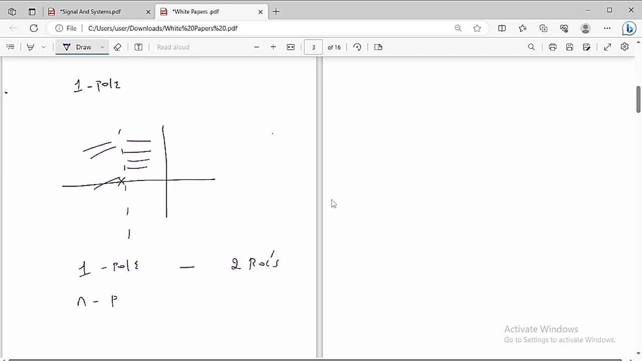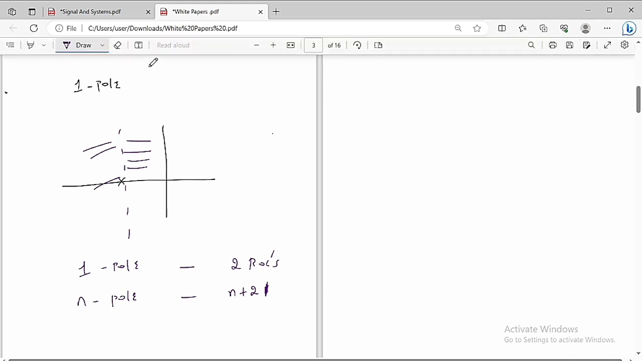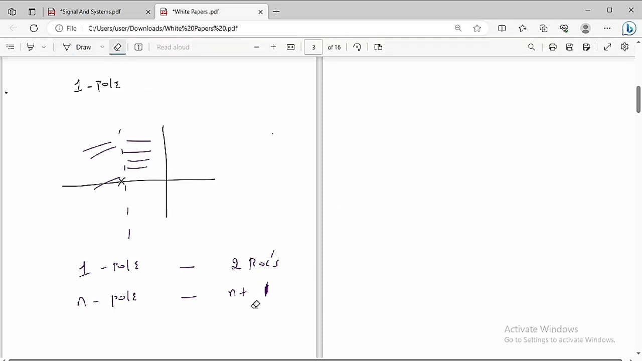Similarly with n poles, how many ROCs can we get? n plus 2, n plus 2. So small correction here, let me rub this part. It is n plus 1. You can see that with the help of one pole, we have got two ROCs: this is one ROC and this is the other ROC. With the help of n poles, we will get n plus 1 ROCs.